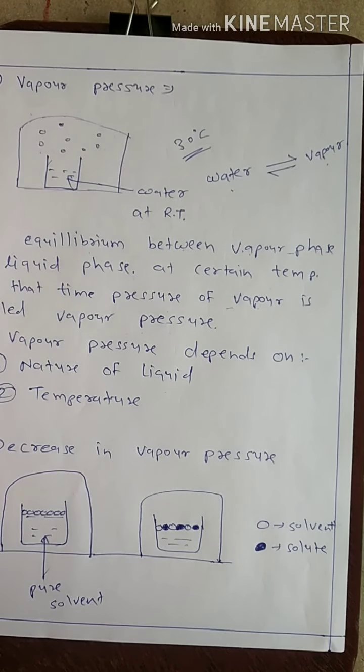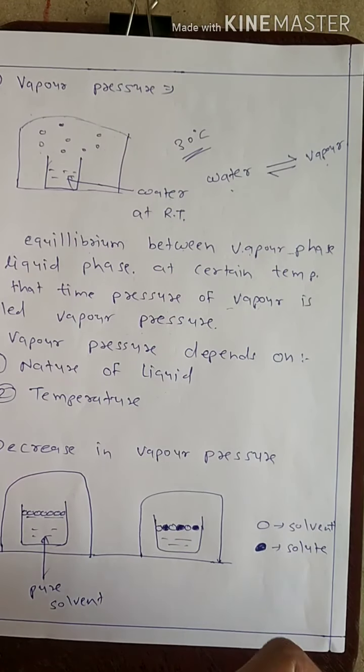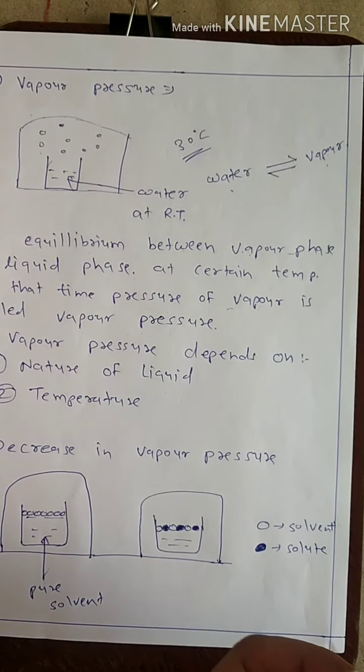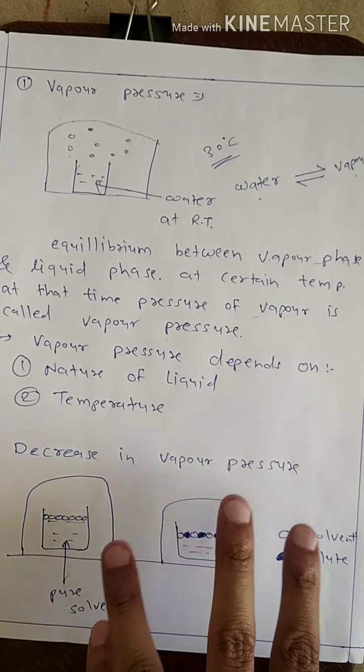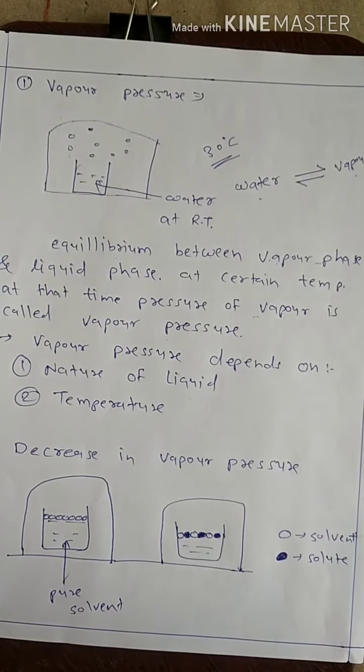Now, not all liquids have vapor pressure. Suppose instead of water I am putting oil there. Oil has a very high boiling point, so it will not vaporize there. So the vapor pressure of oil will be zero at room temperature.